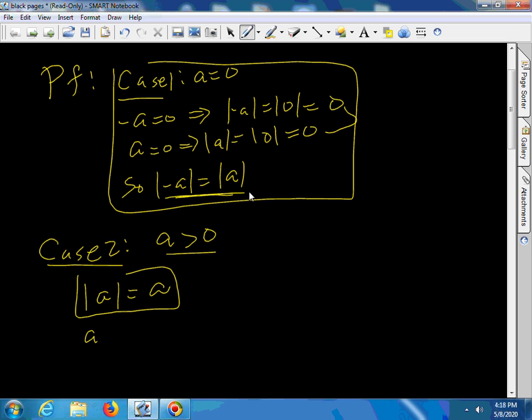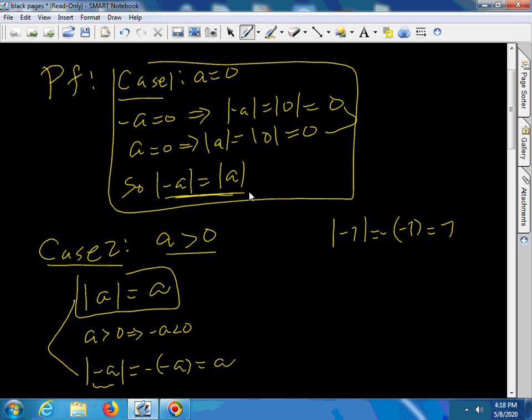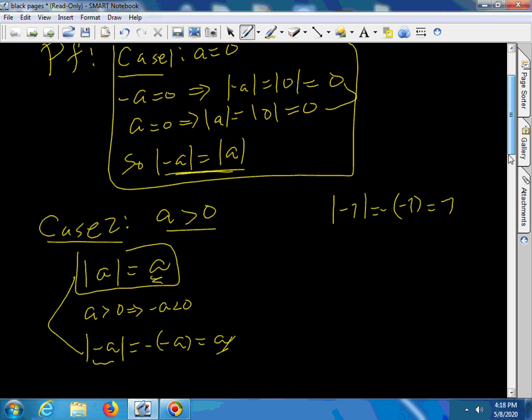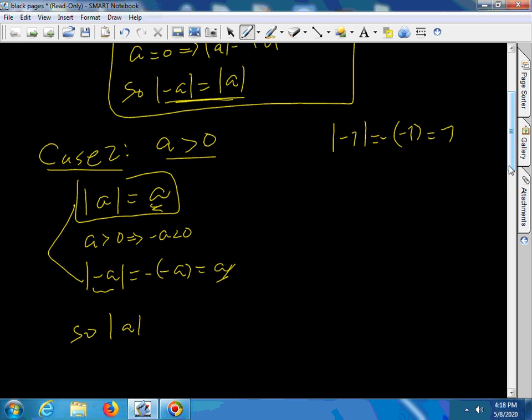Now, if a is positive, that implies that negative a is negative. And the absolute value, so what's in here is negative. The absolute value of the negative number is that number with a negative sign in front of it. The absolute value of negative 7, you can think of it as that number with a negative sign in front, and that gives you positive 7. So, this is equal to a. Oh, you mean both of these gave us a? So, the absolute value of a is equal to the absolute value of negative a, because they both equal a.